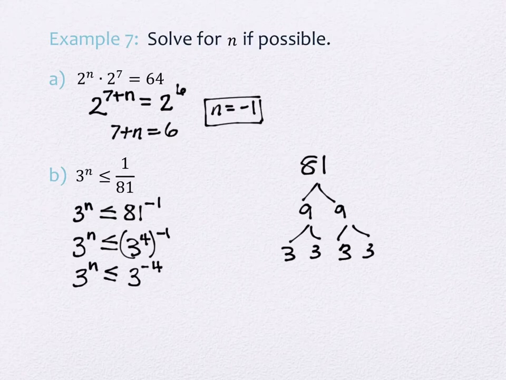And again, the 3's match, and they both have an exponent, so the 3's become irrelevant. I can now consider only the exponents as being useful information with the same symbol between them. Whatever it was before, it still is now. So the n value is less than or equal to -4, sorry. Negative 1 was the first one.